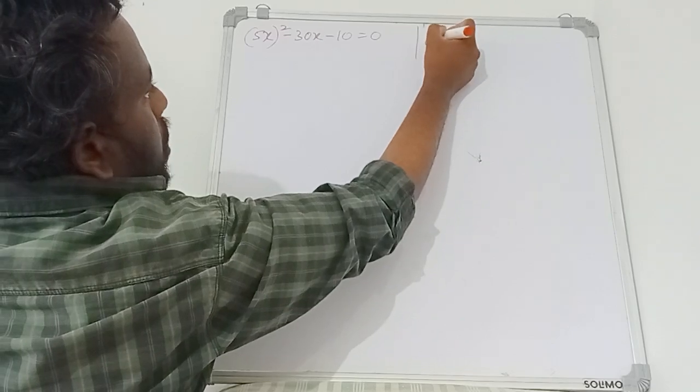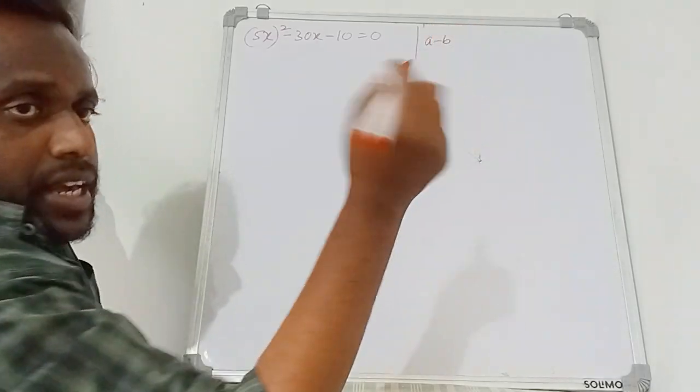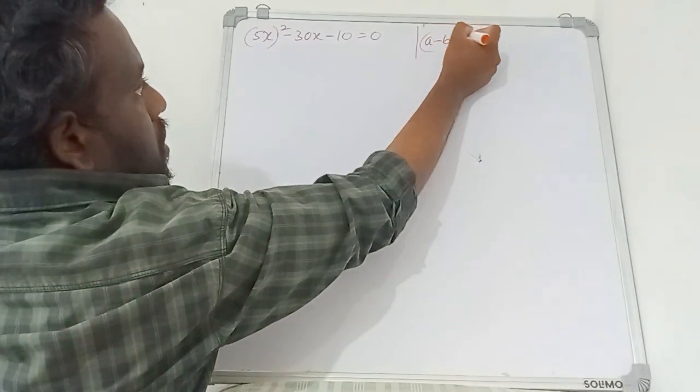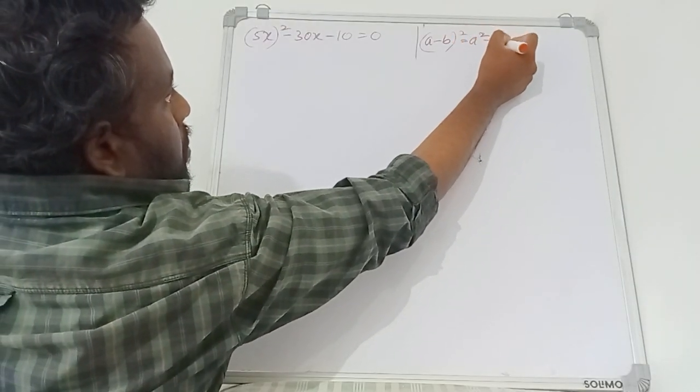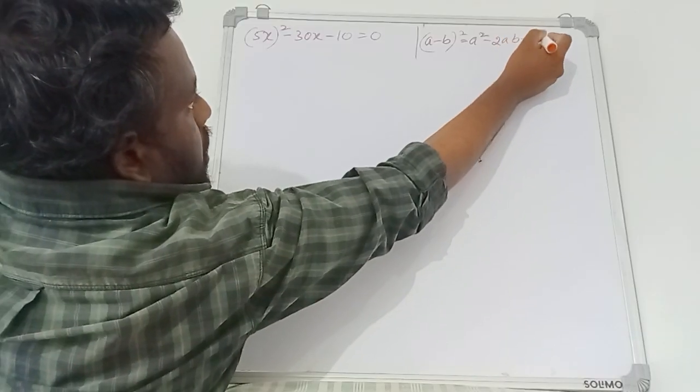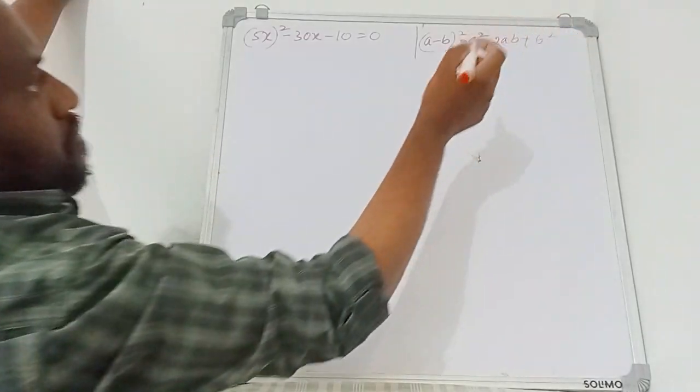So I have shown the formula. I have already explained we need this form: (a - b)² = a² - 2ab + b² form.